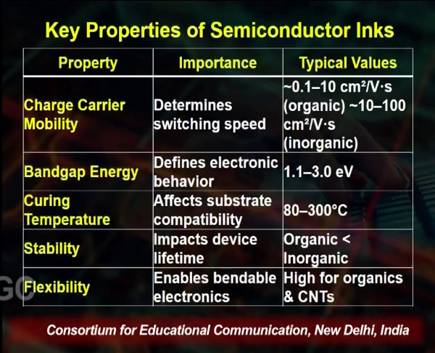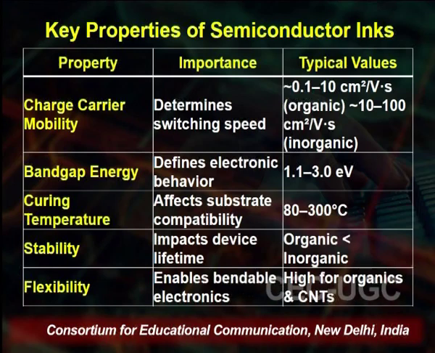These are the key properties of semiconductor ink. Charge carrier mobility determines the switching speed, and the typical values are defined here: 0.1 to 10 and 10 to 100 centimeter squared per volt second for organic and inorganic respectively. Band gap energy defines the electronic behavior; it must be in the range of about 1.1 to 1.23 electron volts for the semiconductor ink.